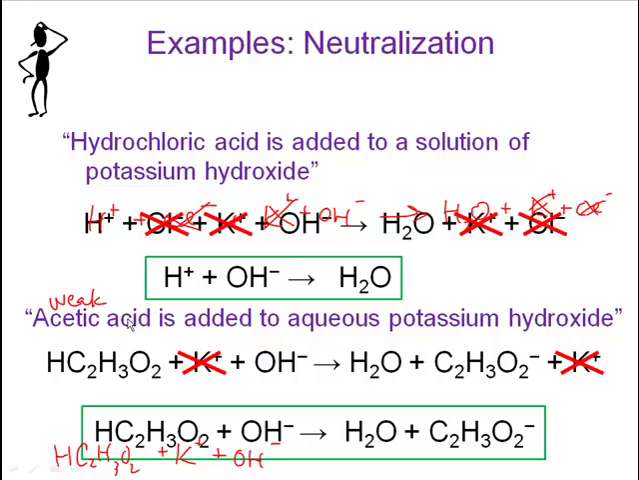Because it is a weak acid, it doesn't split up. It stays together. So what is actually happening with this, when we learn about equilibrium, we'll see that some of them stay together and some of them break apart. So there are always some acetic acid molecules still in solution at any point. And as some hydrogens go to the product side, you still have that in the reactants.